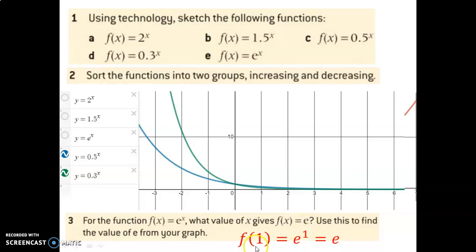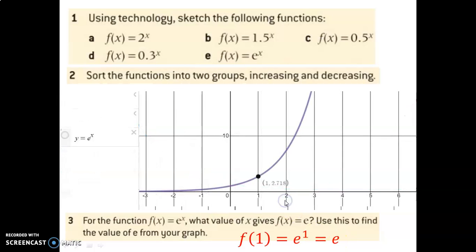Well, I hope you answered well. Obviously, we plug in 1. If we put 1 in for x, then we have e to the 1, which is just e. So now, using that idea, that when x is 1, we get an answer of e, we can look at our graph and determine what e is.